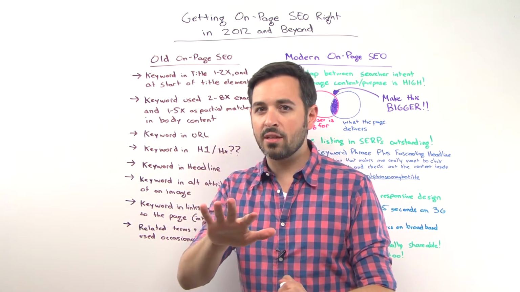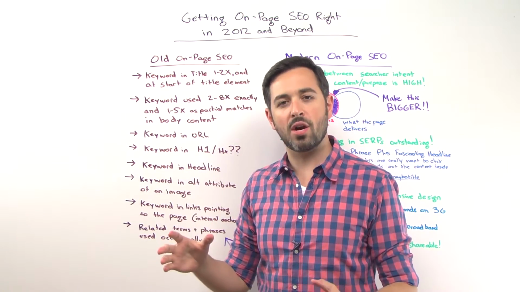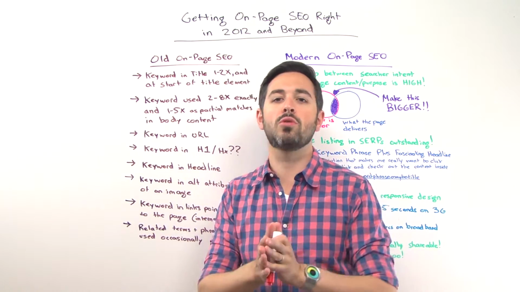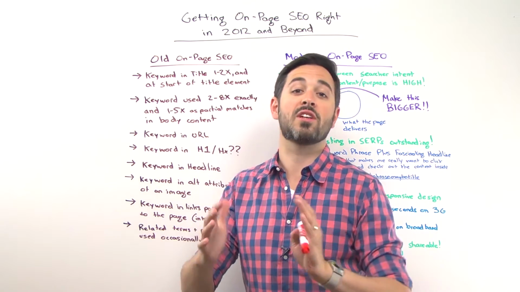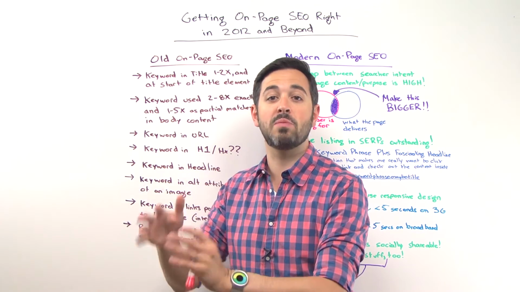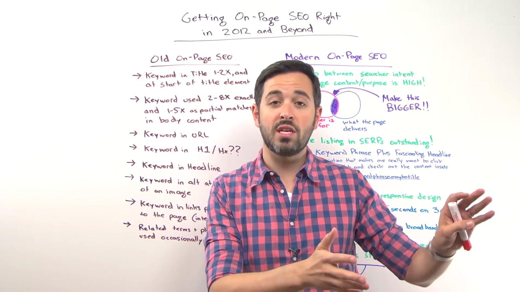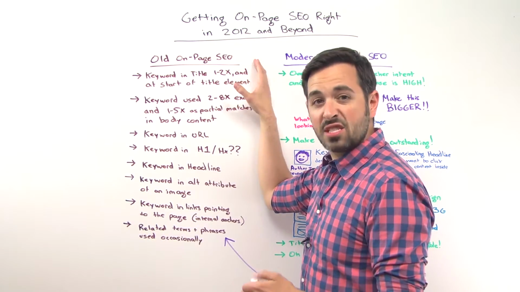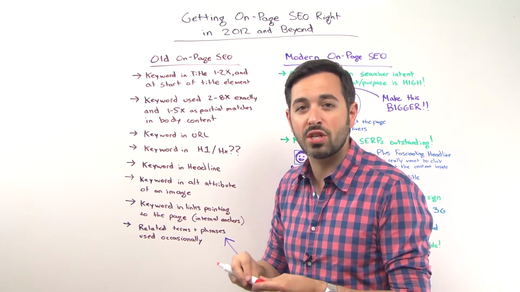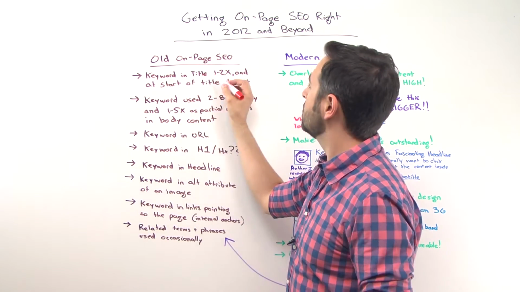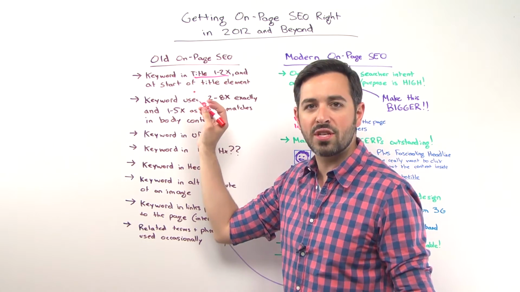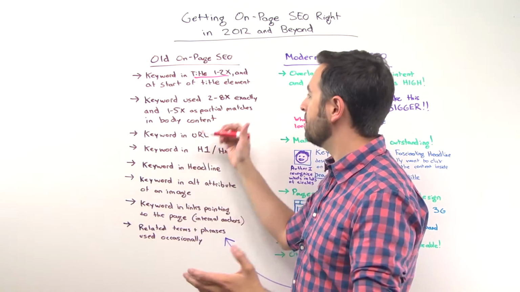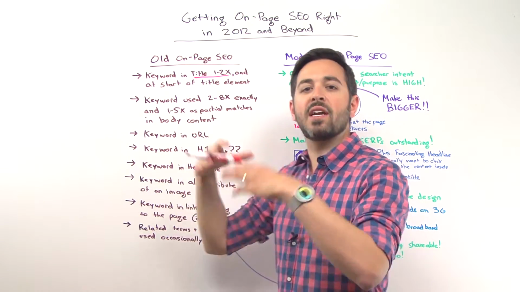So let's start by taking a little history lesson here. Old on-page SEO had some classic best practices, things that correlate best to pages that perform well in Google, which doesn't necessarily mean that it's causal, but it does mean that lots of people who are succeeding are doing these things, and so maybe we should follow in their footsteps. This is classic stuff. It's keyword usage, keyword phrase usage. It's the title tag, 1 to 2 times, and at the start of the title element. It's the keyword used maybe a few times exactly in the body content and partially in the body content.